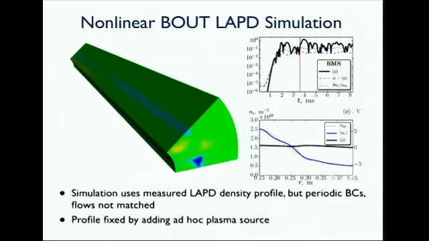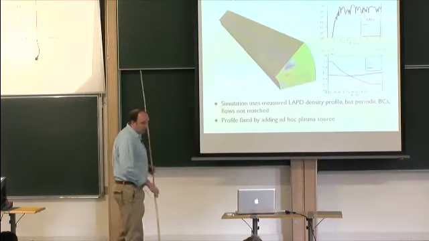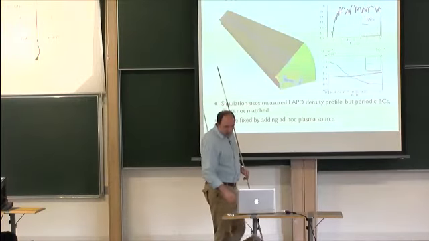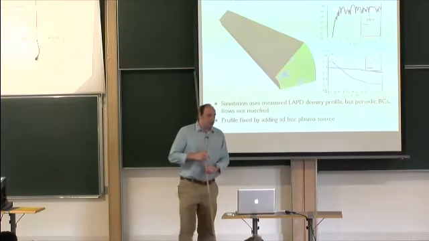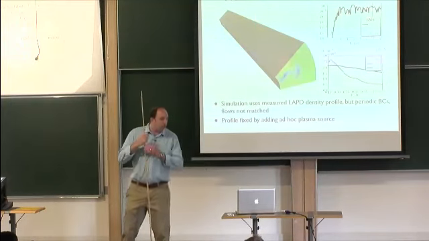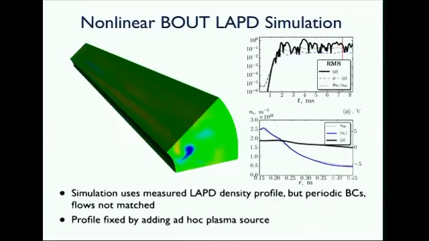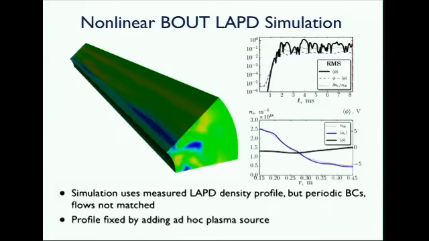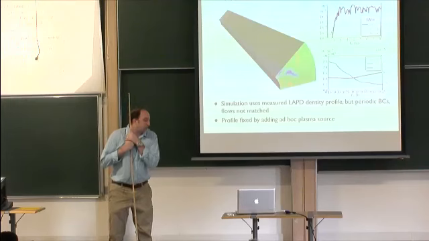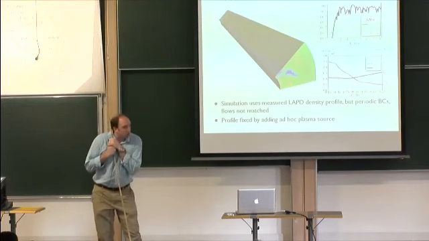Right. So here's the movie. I guess it comes out okay. I have to show a pretty movie, not necessarily conveying a physics message here, but this is what the simulation looks like, taking a piece of LAPD. We've spent some time trying to figure out how to do these simulations. It turns out that getting the plasma sources and sinks right is very important to maintain profiles. So in this case, we've added an ad hoc source to keep the profile close to experimental.